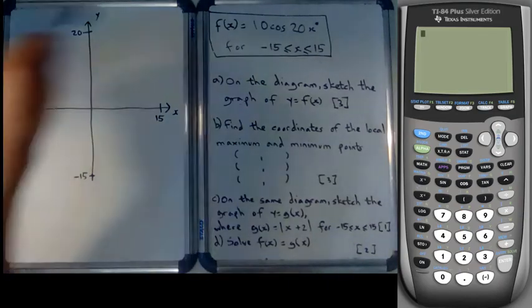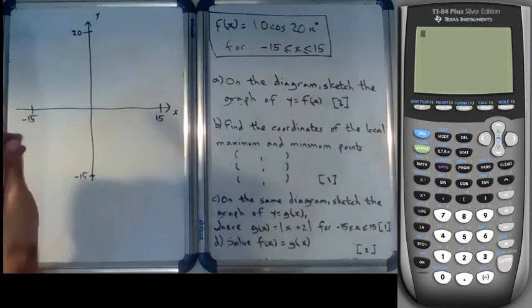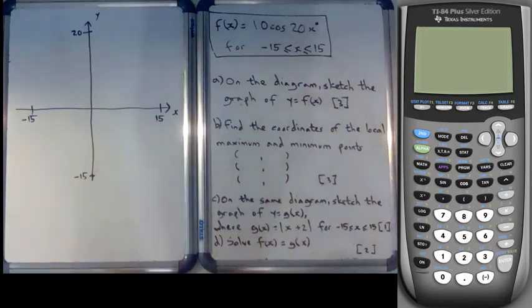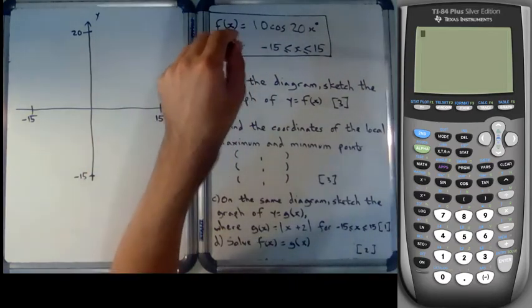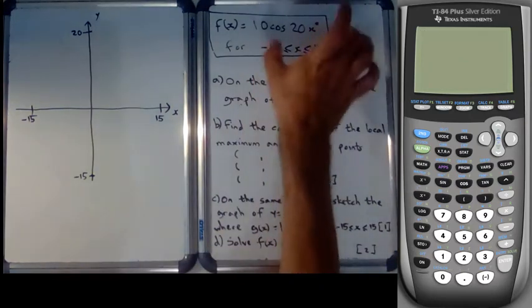Okay, we have some blank axes, a very common type of question on the IGCSE papers, and we have f of x equals 10 cos 20x, so quite a complicated function, for x between minus 15 and 15 inclusive, so it gives you this fixed domain.